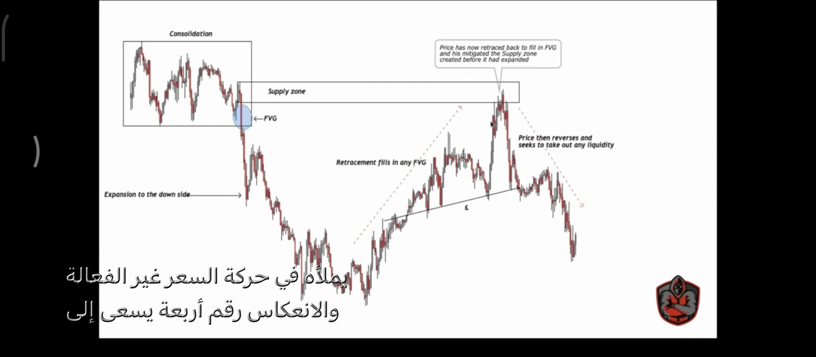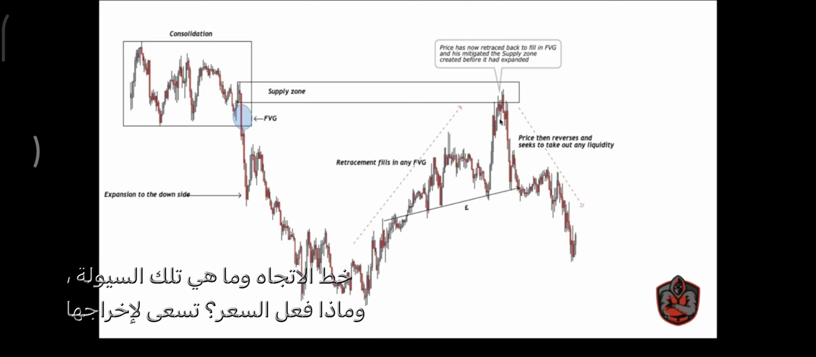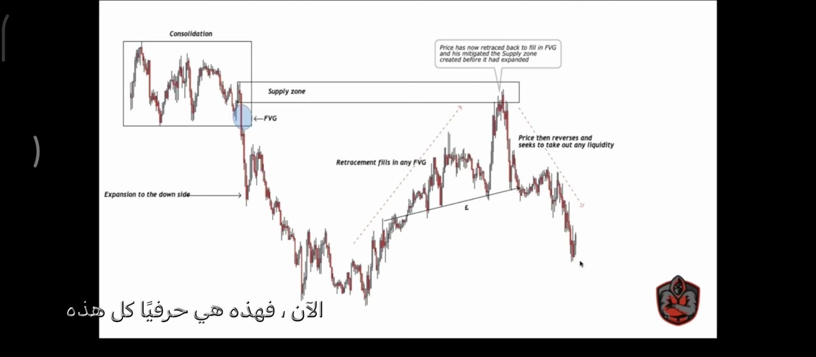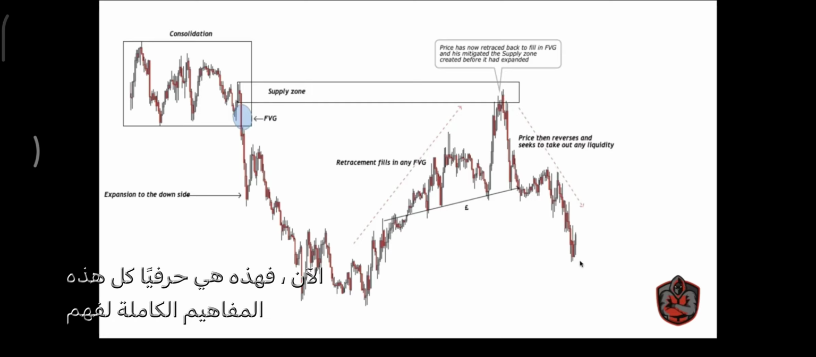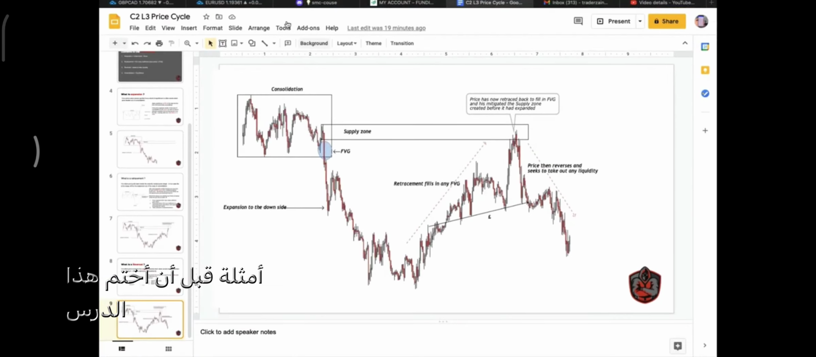And number 4, reversal, seeks to take out any liquidity. What do we have here? Trend line. And what is that? Liquidity. What did the price do? Seeks to take it out. Now, that is literally all. These are the 4 concepts to understanding price cycle. And I'm going to quickly show you guys examples before I wrap up this lesson.